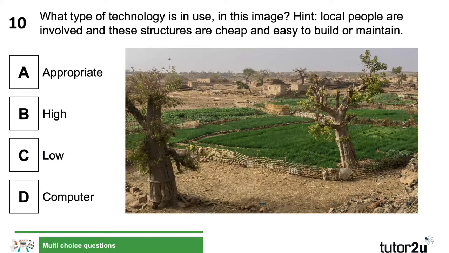Number 10 is the final question. What type of technology is in use in this image? There's a helpful hint here. Local people are involved, and these structures are cheap and easy to build or maintain. Is it A, appropriate technology, B, high technology, C, low technology, or D, computer technology? Make your selection for number 10.